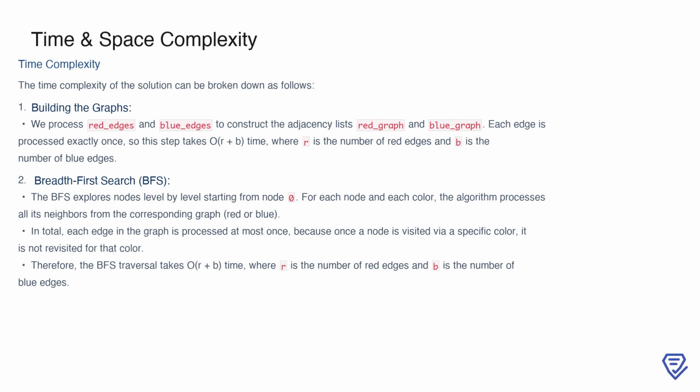Next, we consider the BFS traversal. In this step, the algorithm explores the graph level by level, starting from node 0. For each node, it processes all its neighbors from either the red or blue adjacency list, depending on the color of the incoming edge. Importantly, since each edge is processed only once per color during the traversal, the BFS phase also takes O(R + B) time. This ensures that we are efficiently exploring the graph without redundant work.